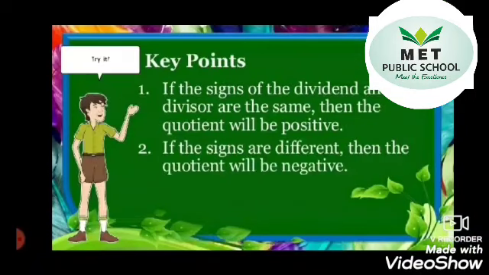If the sign of the dividend and the divisor are the same, then the quotient will be positive. That means in the question, if two symbols are the same, like positive positive or negative negative, then the answer will always be a positive integer. And the second rule, if the signs are different, then the quotient will be negative.